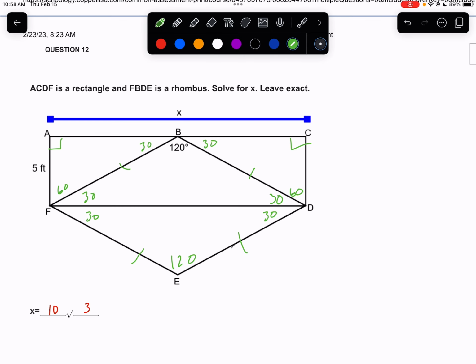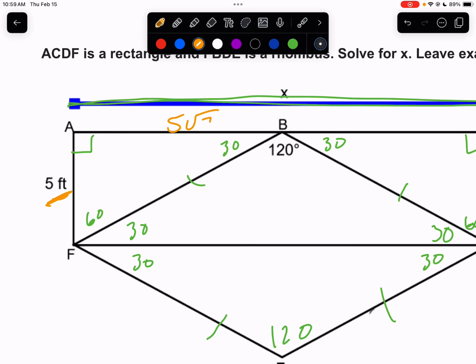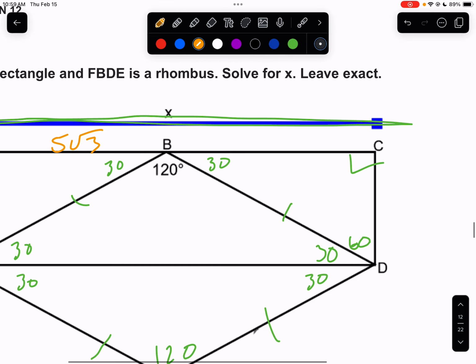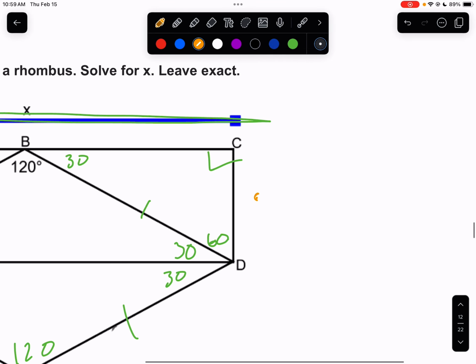Solve for x. I don't see x. Oh, this entire side is x. All right, well, the only number they gave us is this 5 over here, and it's across from a 30. So this would be 5 root 3, and because it's a rectangle, this would be 5 as well, making this also 5 root 3. So what is x? 5 root 3 plus 5 root 3. Nice, love it.